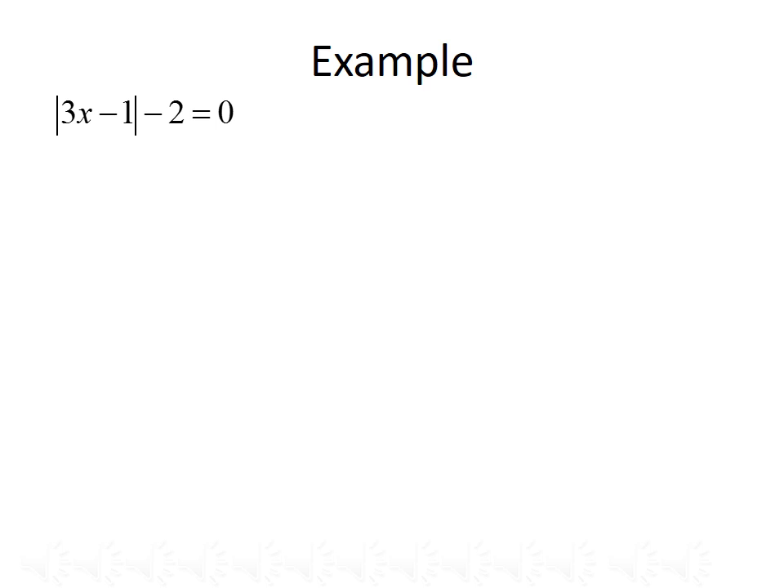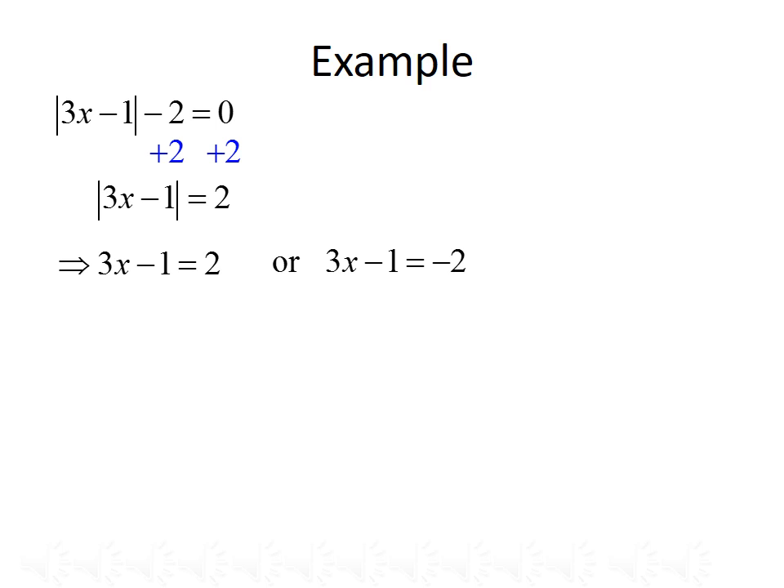The first thing we want to do is get the absolute value by itself. So we add 2 to both sides of the equation, and that gives us the absolute value of 3x minus 1 is equal to 2. Now that we have the absolute value by itself, the next step is to remove the absolute value bars by splitting the problem into two problems. So that'll give us 3x minus 1 equals 2, or 3x minus 1 equals negative 2.